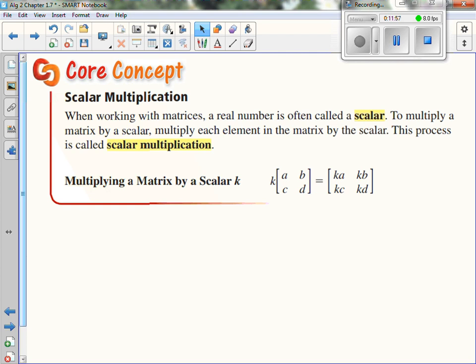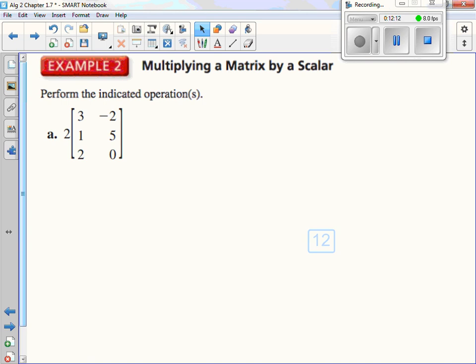Scalar multiplication. When working with matrices, a real number is often called a scalar. To multiply the matrix by a scalar, multiply each number in the matrix by the scalar. So let's just look at this here. Our scalar here is what? 2. So I'm going to multiply every number inside that matrix by 2.